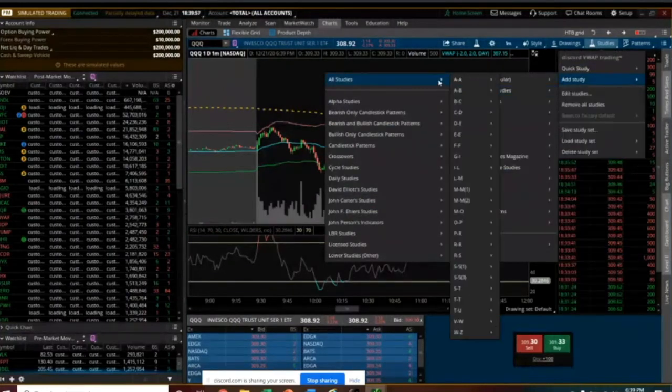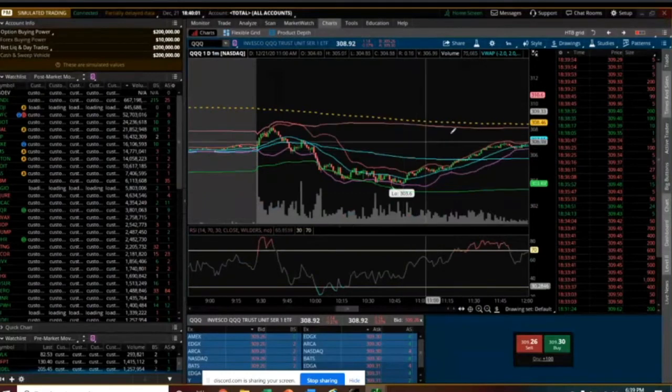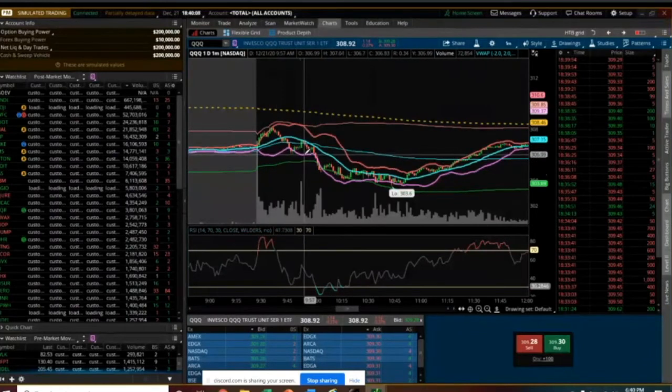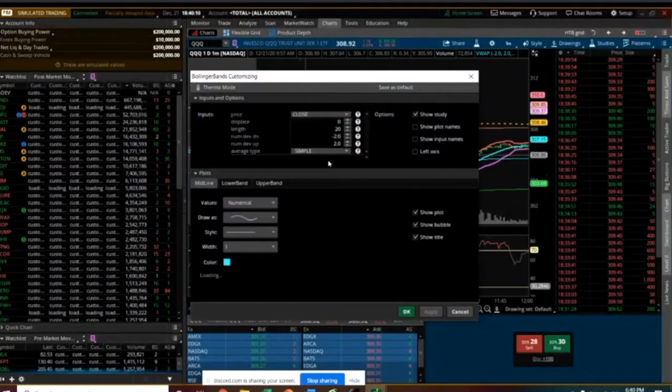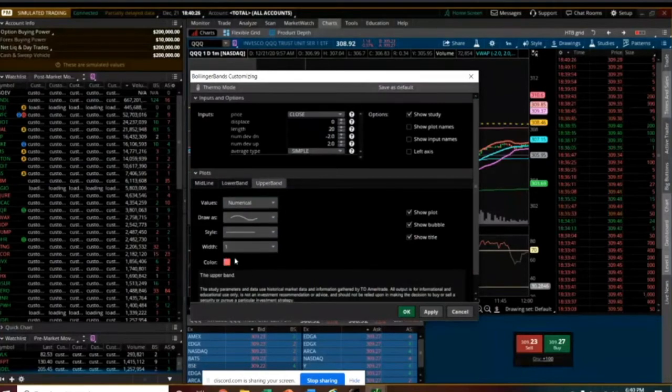Add study, all study. Let's see here. This is your Bollinger Bands. Let's change the color of the Bollinger Bands. I don't know what's a good color here. This one's going to go there. That's your midline. Lower band, upper band.